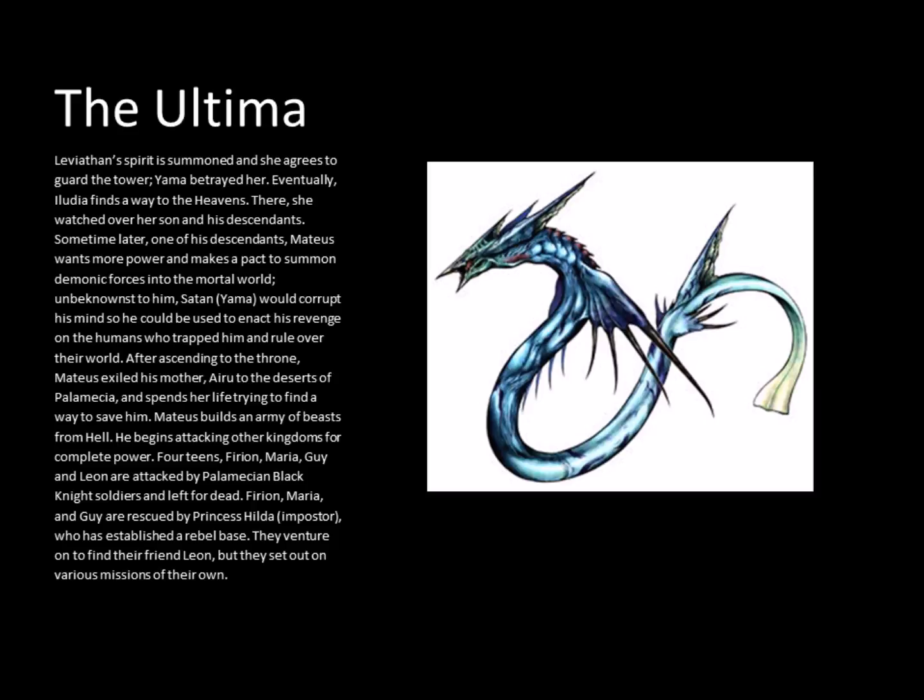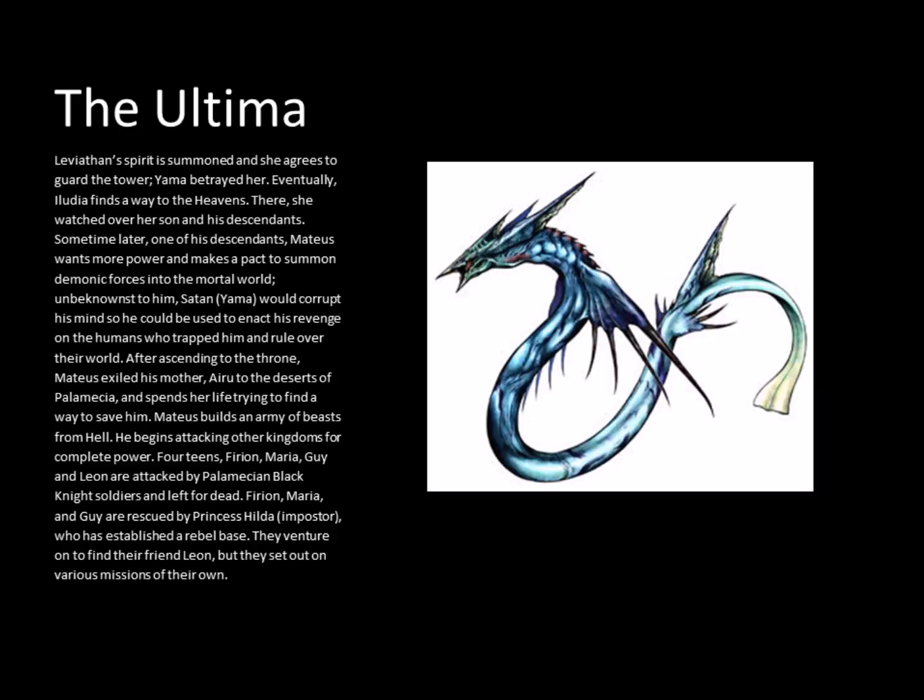Sometime later, one of his descendants, Matthias, wants more power and he makes a pact to summon demonic forces into the mortal world. Unbeknownst to him, Satan would corrupt his mind so he could be used to enact his revenge on the humans who trapped him in the Stone of Eludia, and once again he'll rule over the world.